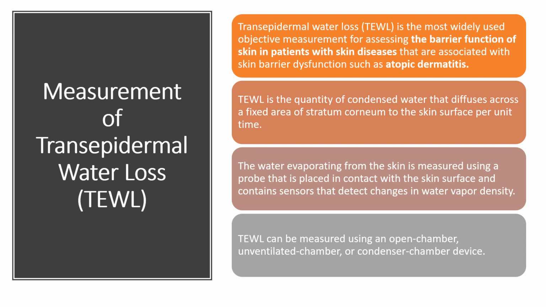Now the transepidermal water loss can be measured using three devices. First is the open chamber device. As the name indicates, it is an open chamber where you put your anatomical part, suppose your hand, inside it, and then you measure the loss of water vapor. Or it can be an unventilated chamber. Unventilated chamber means it is a closed chamber from one side. Or a condenser chamber device. This unventilated chamber device was further upgraded and advanced, whereby the chamber is created from the closed part, which we are going to discuss further in the slides.